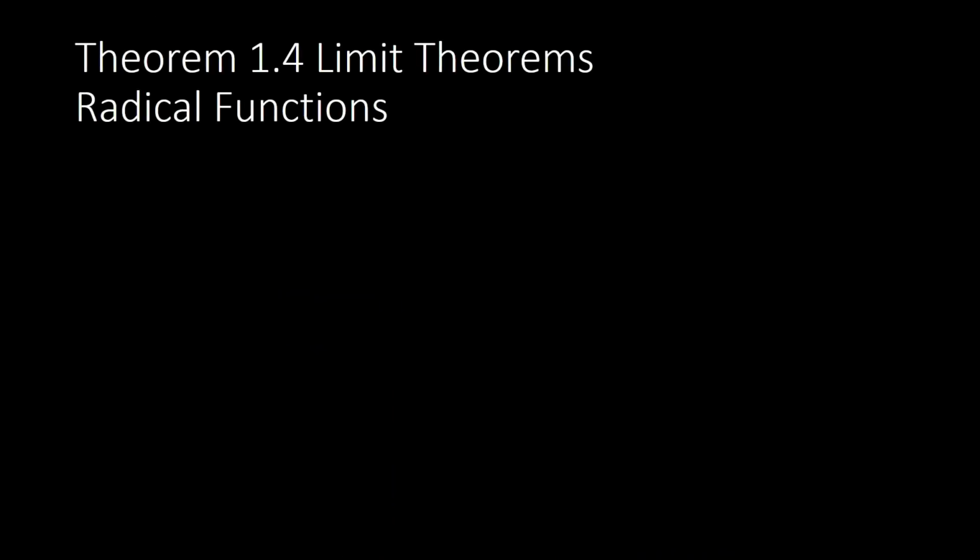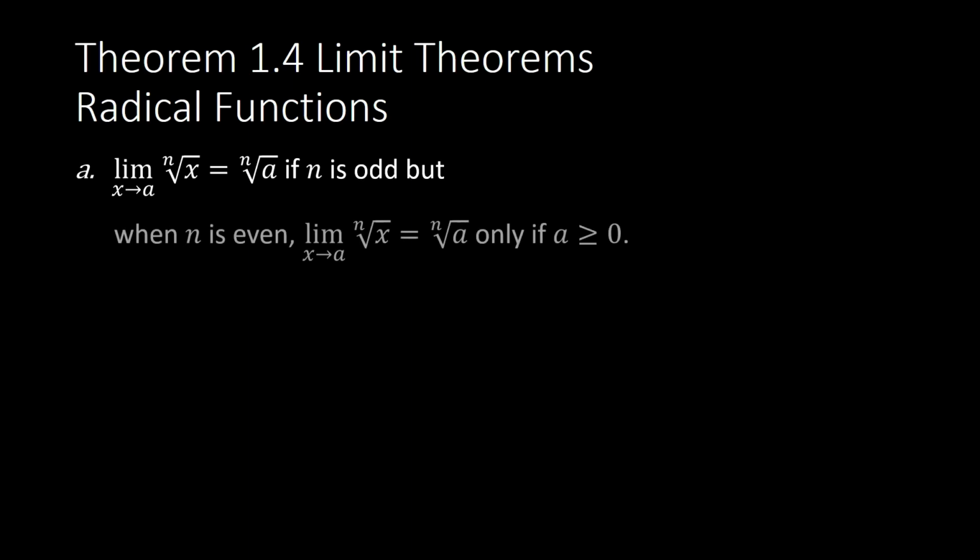Theorem 1.4, limit theorems on radical functions. So the limit of the nth root of x as x approaches a is equal to the nth root of a if n is odd. But when n is even, the limit of the nth root of x as x approaches a is equal to the nth root of a if and only if a is greater than or equal to 0. And I think you understand the reason why this is how it should be when n is even.